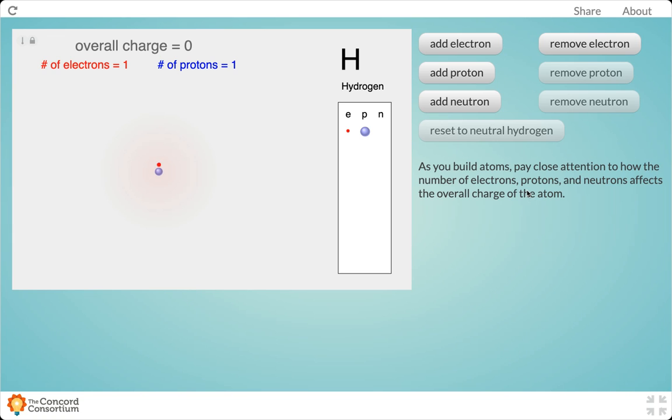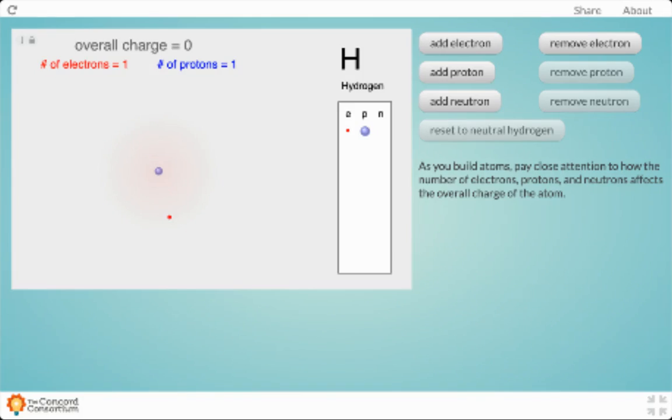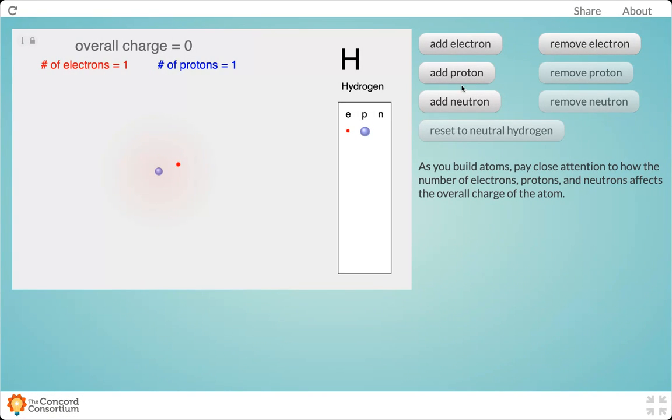Now, just to cover all of our bases, let's take a look specifically at what happens if we add neutrons to an atom. Already, we know that if we add protons, we're going to go from one type of atom to another type of atom. So, for example, we're starting with hydrogen. I add a proton, it turns to helium.